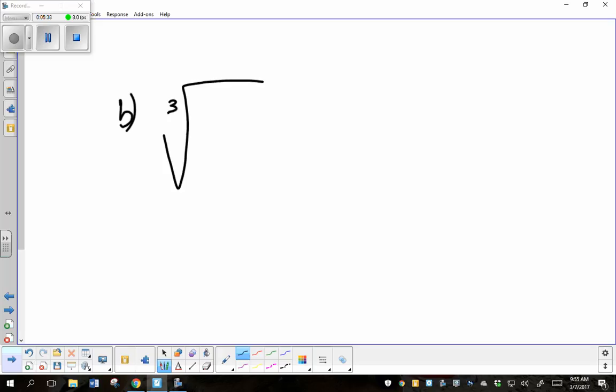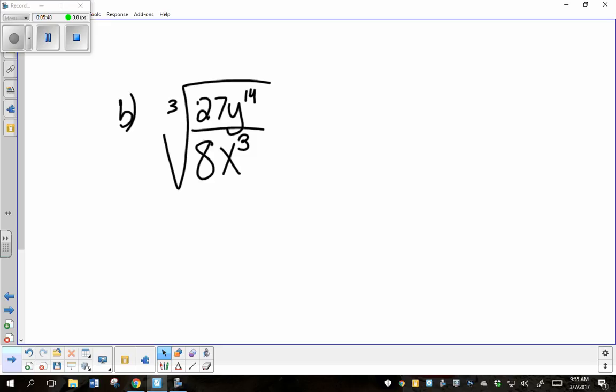Alright, next one is the cube root of 27 y to the 14 over 8x cubed. Personally, when I'm writing these, I start to get annoyed by how messy these things look, and I start writing it pretty big on my paper.